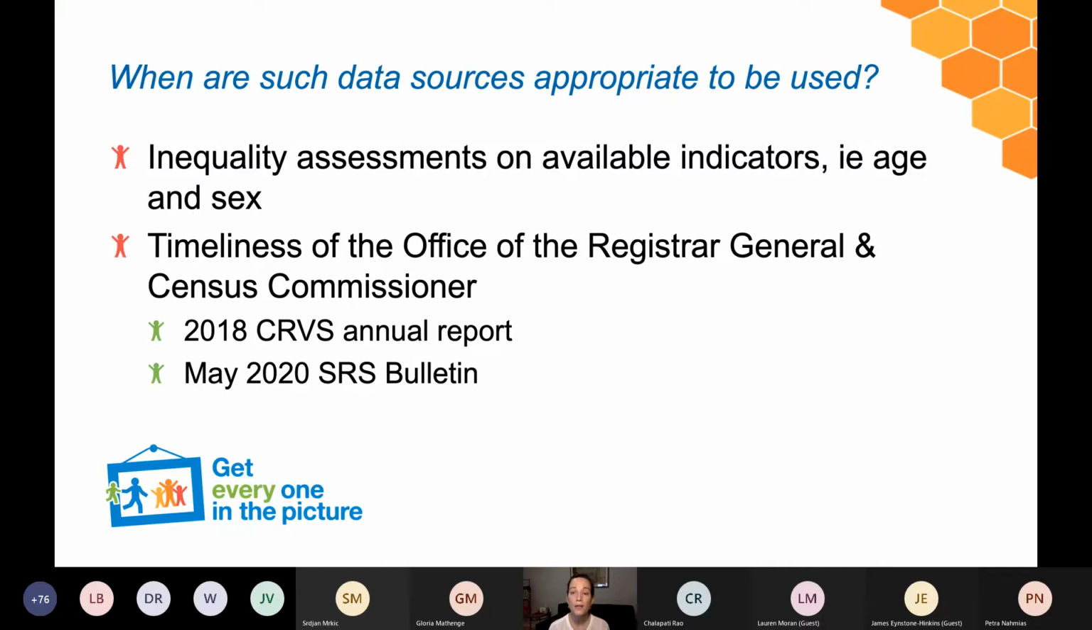And analyses can be done on quite recent data, since the Office of the Registrar General works to produce reports and disseminate them within a short period of time. So here you can see that the Office of the Registrar General website has already made available the 2018 annual CRVS report and the May 2020 SRS bulletin.